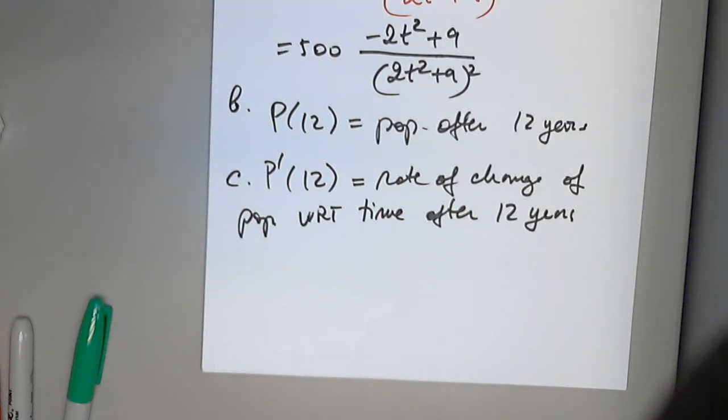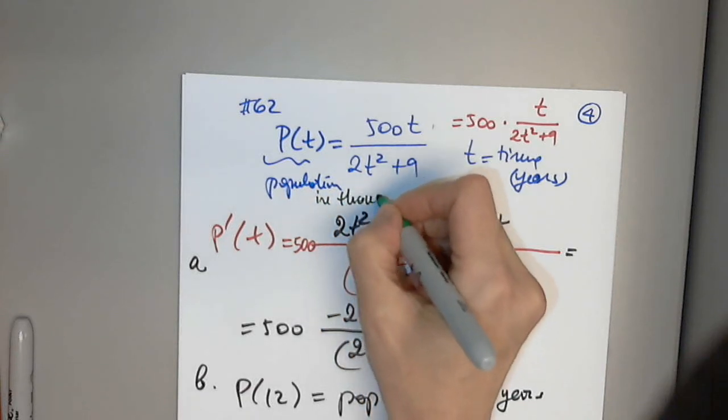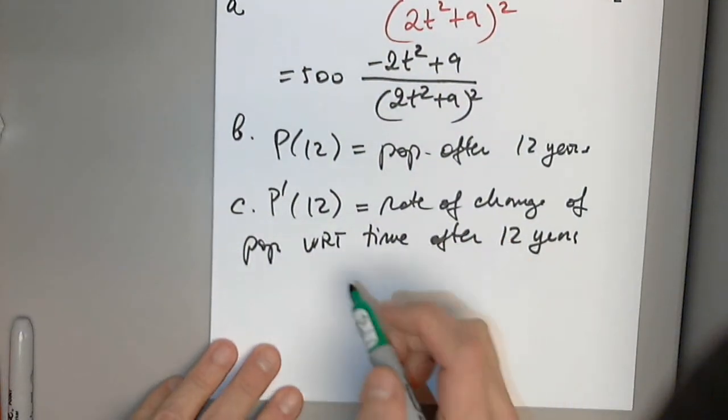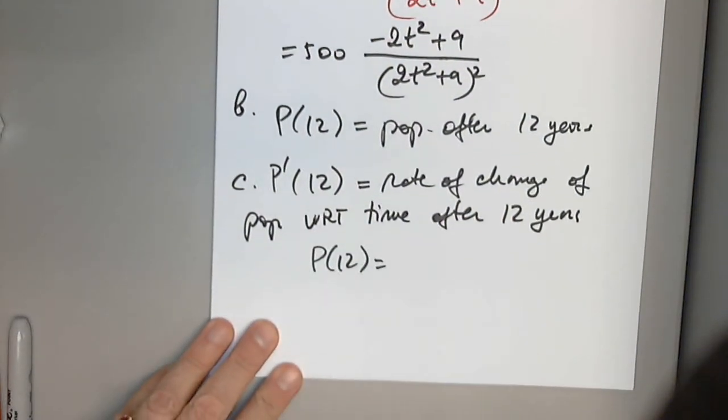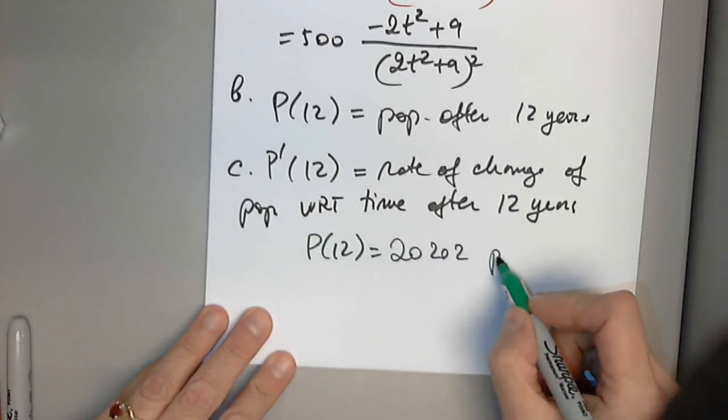So the first one, measurement unit, it says in thousands. I did not write that. It made no sense to have 20 people, right? So I did not write something very important, population in thousands. Very important. So what will you say P of 12 would equal then? 20,202 people.